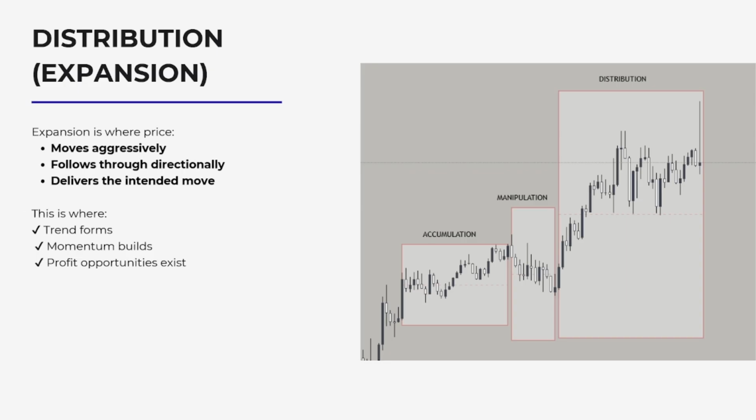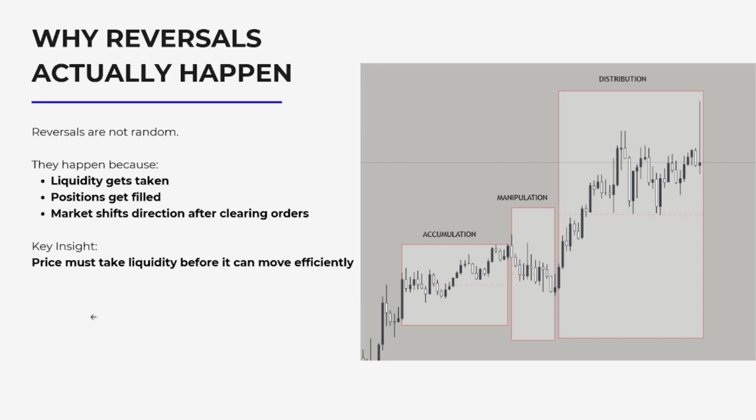In that next phase that we talk about is distribution, also known as expansion. Okay. Expansion is where price moves aggressively, follows through directionally, and delivers the intended move. During this phase, trend forms, momentum builds, and profit opportunities exist all here. In terms of speaking about reversals, they happen when liquidity is taken, right?